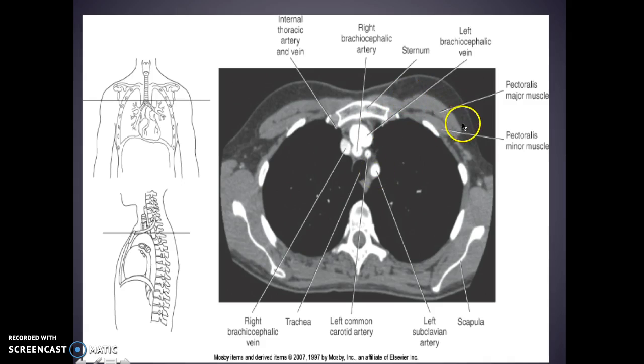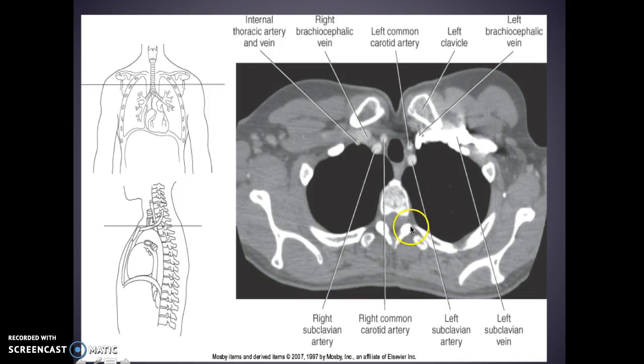So we're also bringing in some muscles here. So you got your pectoralis major and your pectoralis minor. Here's your scapula back here. All right, so looking here at the veins and arteries, so we have the right brachiocephalic vein, right subclavian.